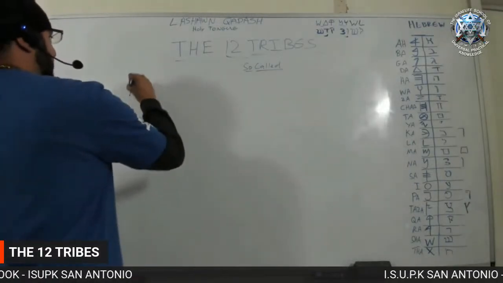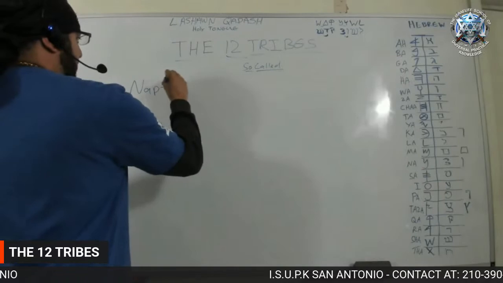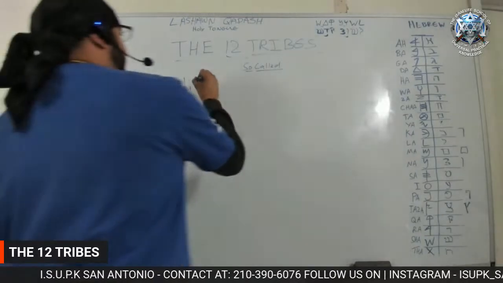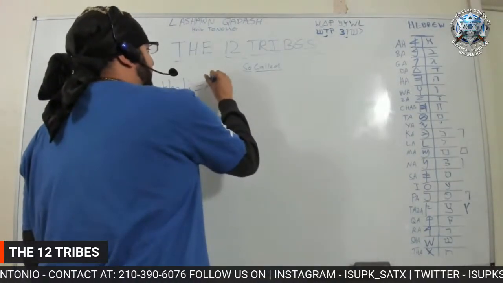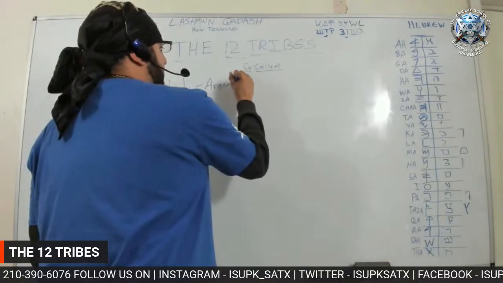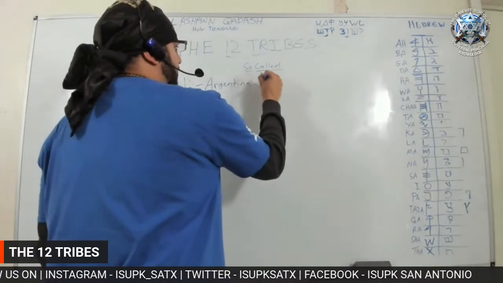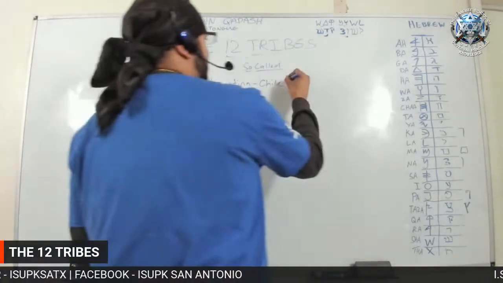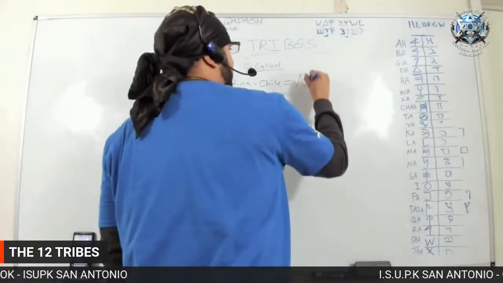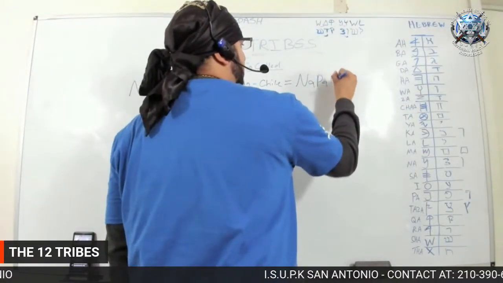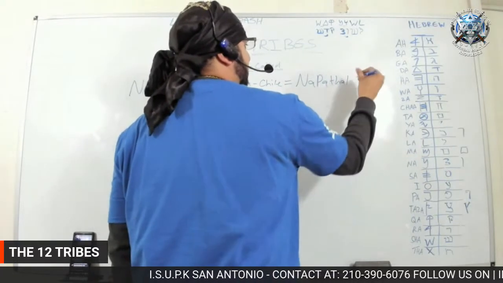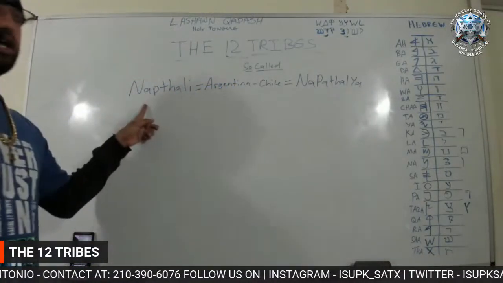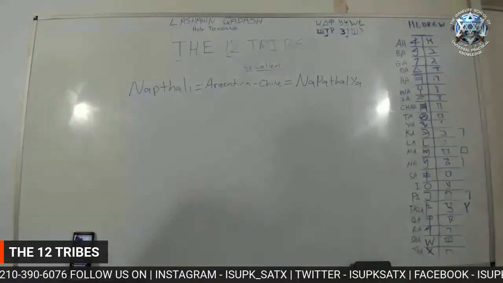All right. Next one. Naphtali. This is the location geographically from Argentina to Chile. It's pronounced Napathal. This is connected, and then ya at the end. Napathal is the ancient Hebrew name for Naphtali. Okay, Napathal.